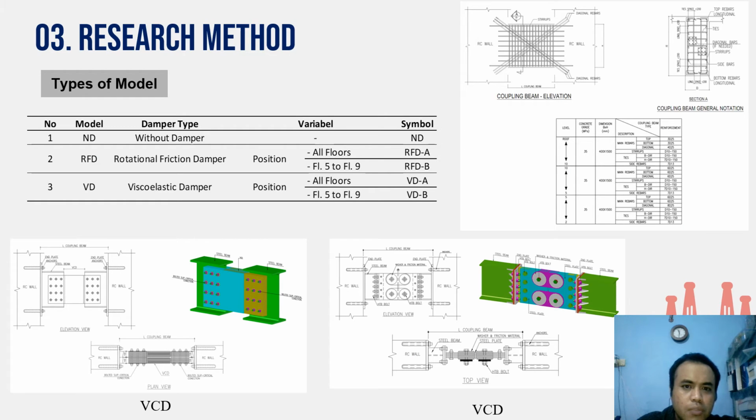The following is a modeling plan consisting of 5 models. The first model uses rotational friction damper on all floors. The second model, on floors 5 to 9. The third model uses viscoelastic damper on all floors. And the last model, viscoelastic damper on floors 5 to 9. And the image shown is an overview of the VCD and RFD that will be used.